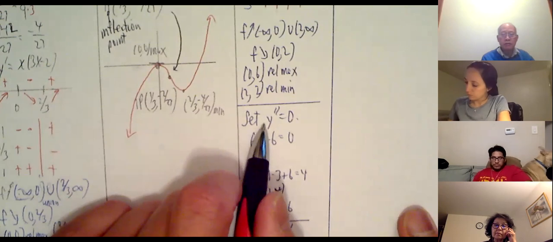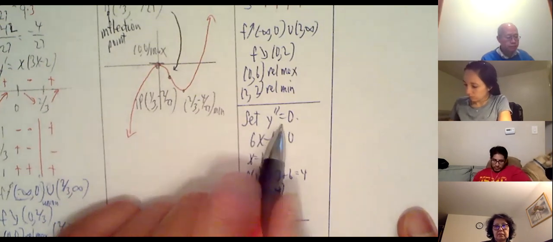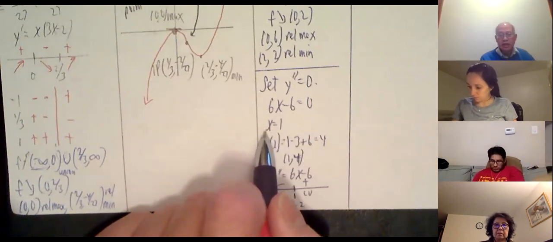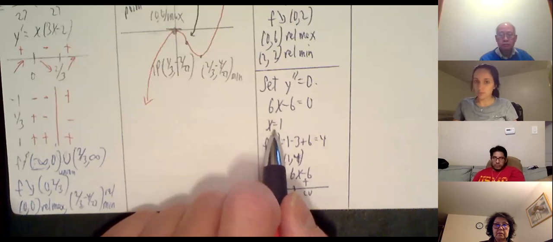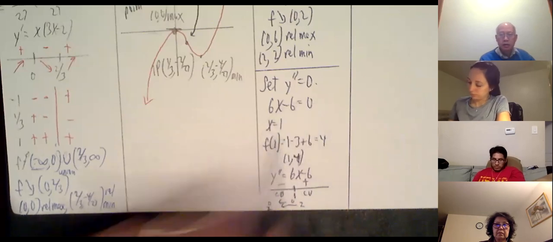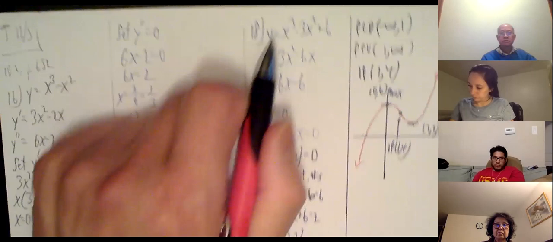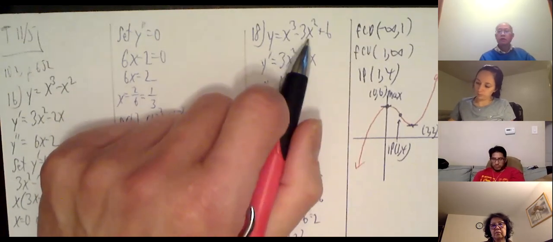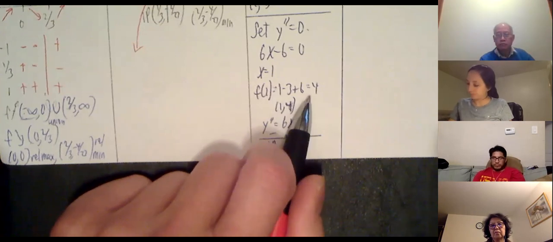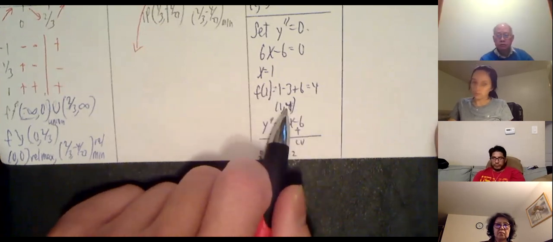So I said y double prime equal to 0. So where was my double prime again? 6x minus 6. 6x minus 6 equals 0. That's pretty easy. X equals 1. Right? Add 6, divide by 6. Okay, plug in 1 back to the original. 1 cubed is 1. 1 squared is 1. So it's going to be 1 minus 3 plus 6. 1 minus 3 plus 6 comes out to be 4. So 1 comma 4.